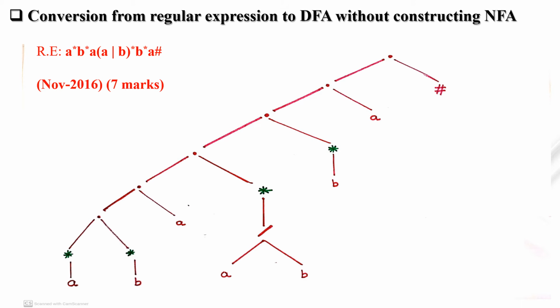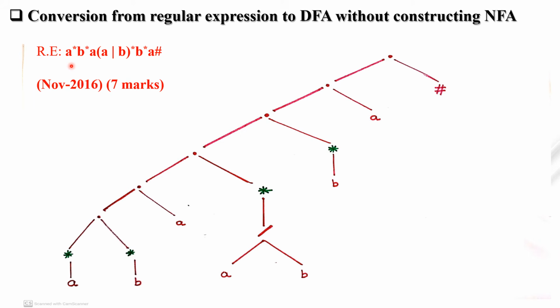So this example is also asked in GATE November 2016 paper for 7 marks. So there is a regular expression: A star B star A or B the whole star, B star A and hash. Okay, it is very lengthy and also time consuming, but it is very simple if you practice more and more.